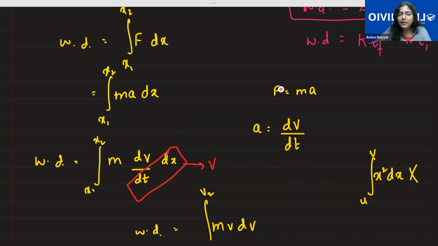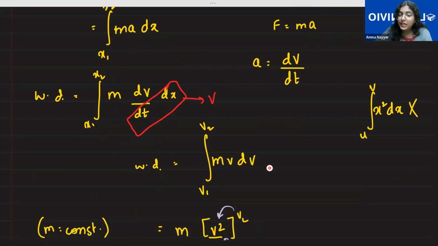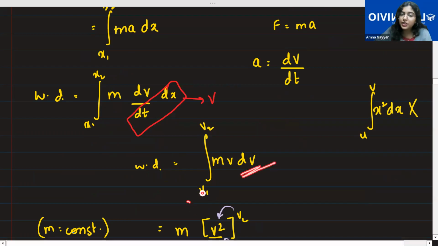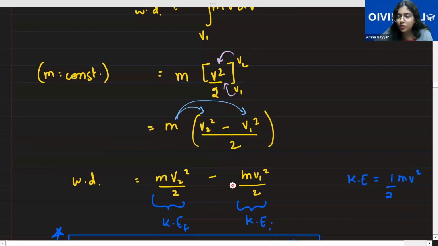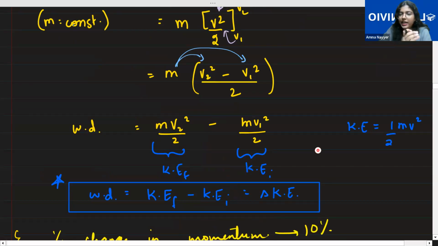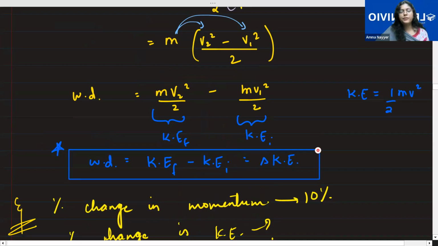So when you replace it, you get m v dv. You also have to change the limits because here x was getting differentiated, so you use x1 and x2. Here velocity is getting differentiated, so you have to use v1 and v2. When you integrate, you get mv square by 2. Put the upper limit, lower limit, you will get m times v2 square minus v1 square by 2. You separate the terms. Final kinetic energy minus initial kinetic energy is the change in kinetic energy. So this is basically what the theorem is.